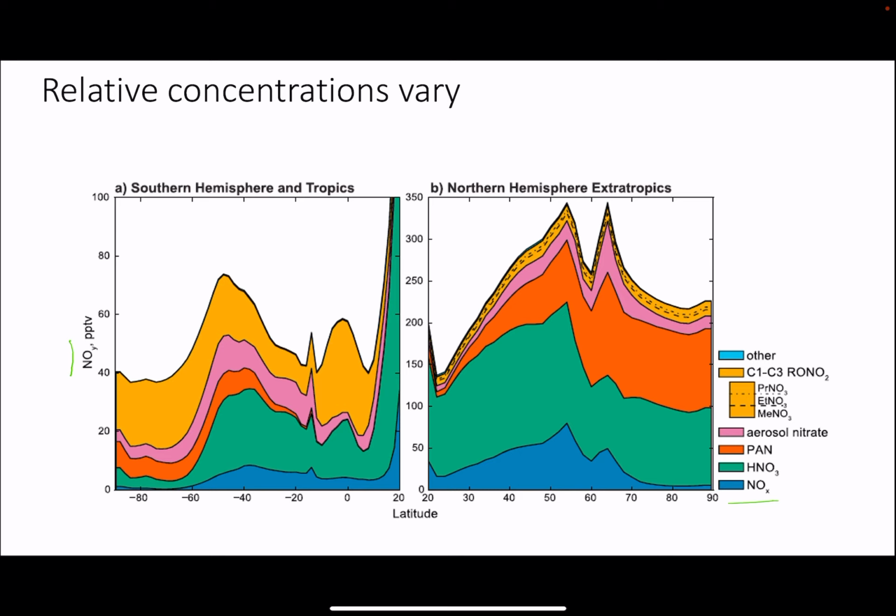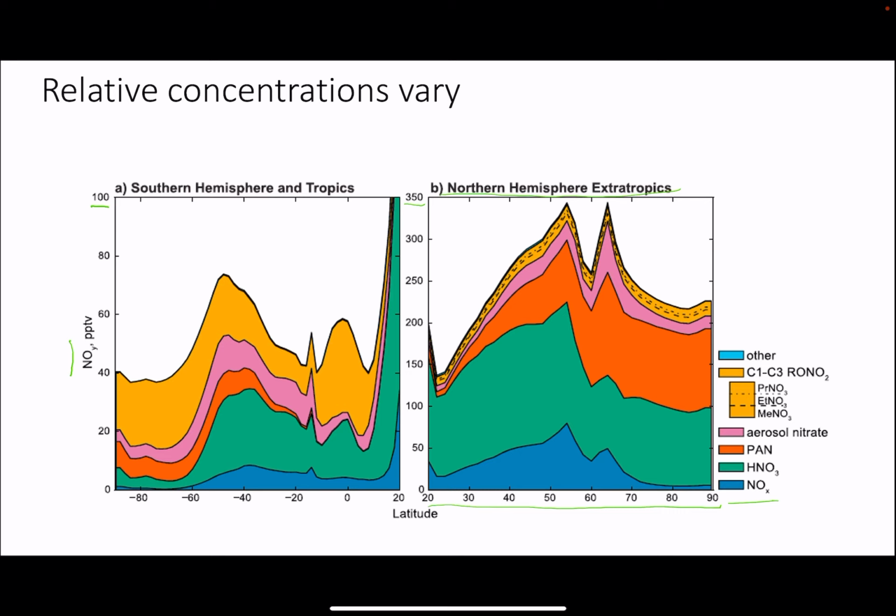If you look at the northern hemisphere on the right-hand side, this is latitude in degrees north, the values for NOy go up to 350 ppt, whereas on the left-hand panel, we've got the southern hemisphere and the tropics, and those values go up to 100.